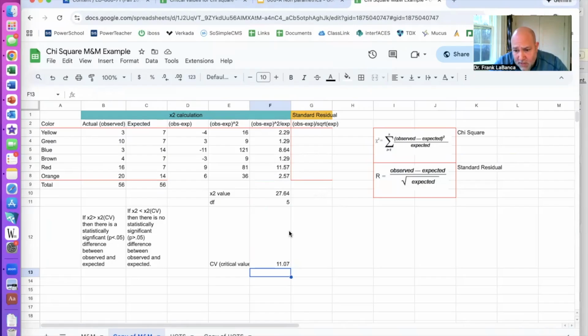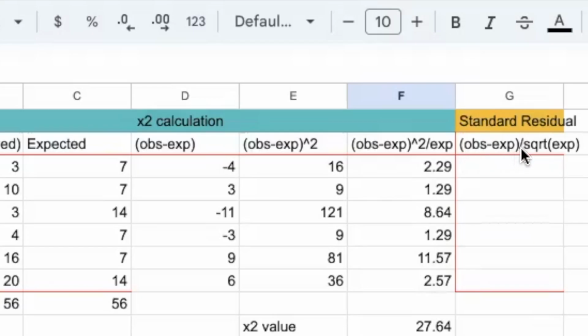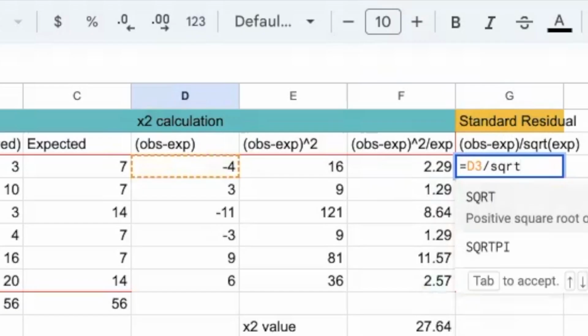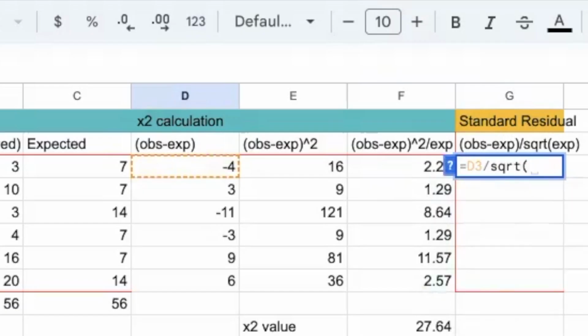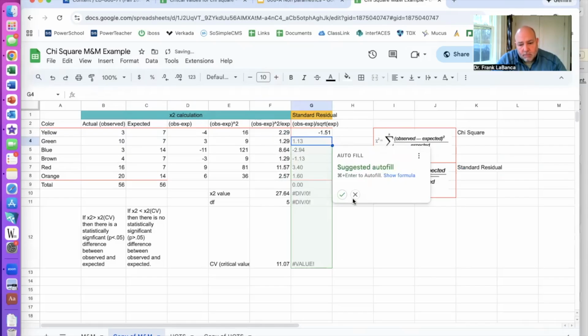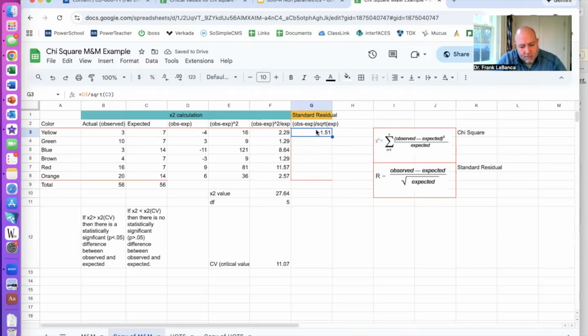Very similar to ANOVA, we look for that post hoc analysis to figure out where the difference actually lies. To do that, we're going to use the standard residual formula, which is the observed minus expected divided by the square root of the expected. That's a little more complicated, but what we can do is type equals the observed minus the expected, which we've already got, divided by the SQRT of, so square root, the expected, close, enter. I'll just do this myself and copy it down.